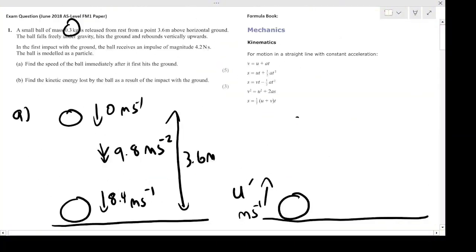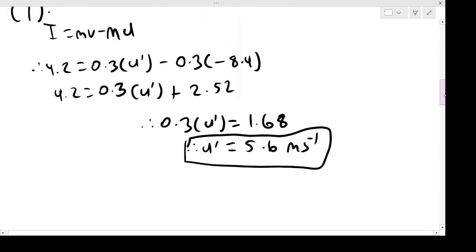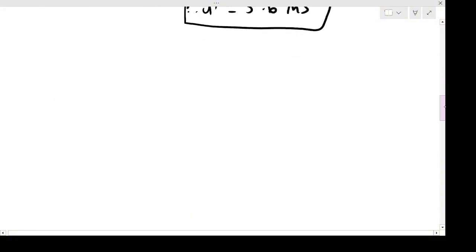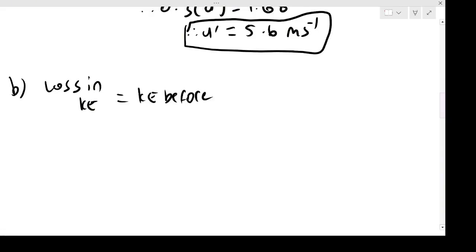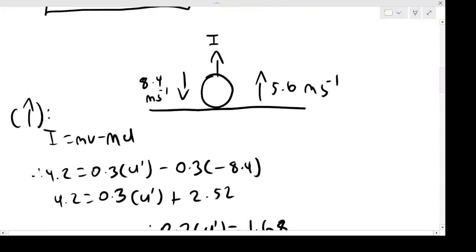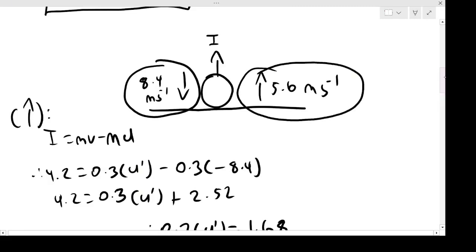Then in part B, we're told to find the kinetic energy lost. So the loss in kinetic energy as it bounces off the ground. That's going to be the kinetic energy before, take away the kinetic energy after, as usual. Now, we can use this diagram here. Quite conveniently, we've got all our speeds before and after. We also know that, again, the mass was 0.3.